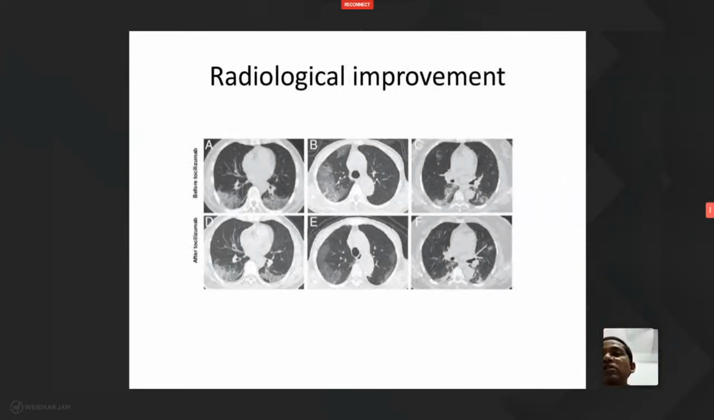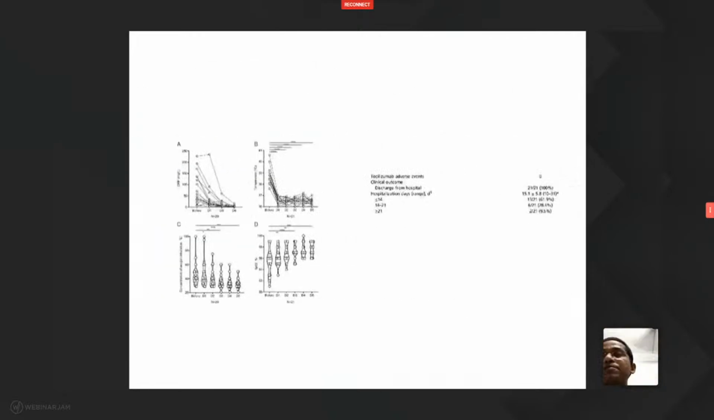There is a radiological improvement. In the upper panel, there is the pre-tocilizumab CT scan, and in the lower panel, there is the CT scan of the post-tocilizumab patient, which clearly shows the radiological benefit after using tocilizumab. And this is the benefit in the clinical parameters. The different clinical parameters are improved. Oxygenation and saturation are all improved.